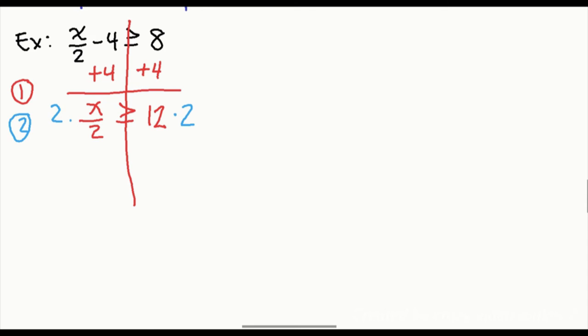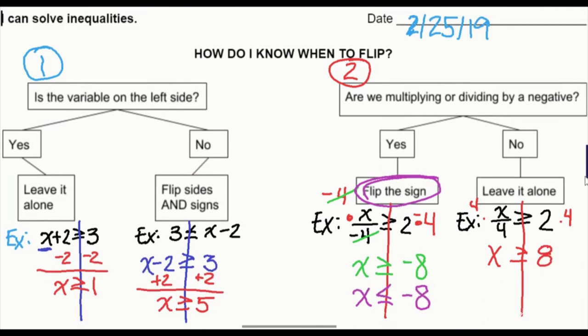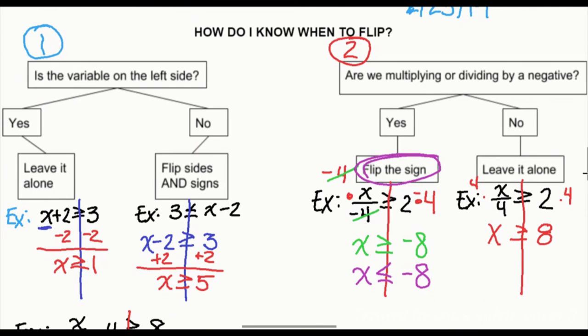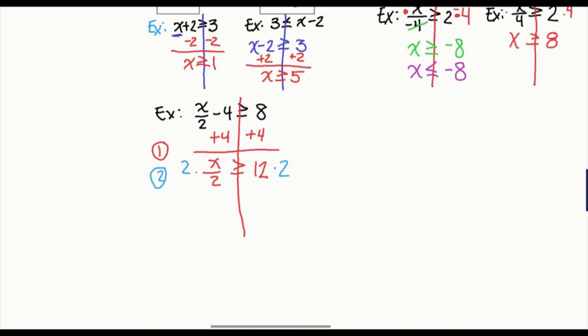So this would be an example of something where we can leave the entire thing alone. Those cancel. X is greater than or equal to 24. Great. Easy ones. When you don't have to flip the sides, you don't have to flip the sign.